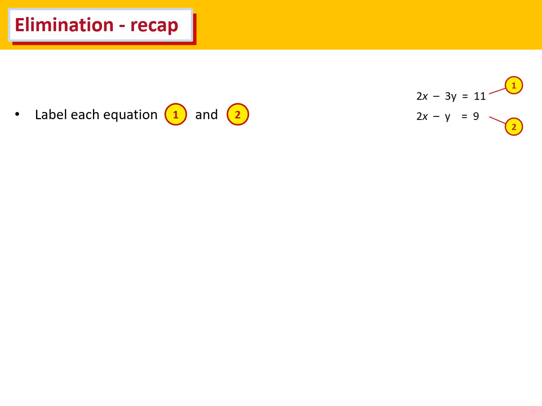Therefore, let's put all this together in a recap. We started off, we always labelled each equation 1 and 2. Which letter are we going to eliminate, the x's or the y's? You eliminate the letter that you've got the same number of. In this example, we've got the same number of x. We're going to eliminate the x.